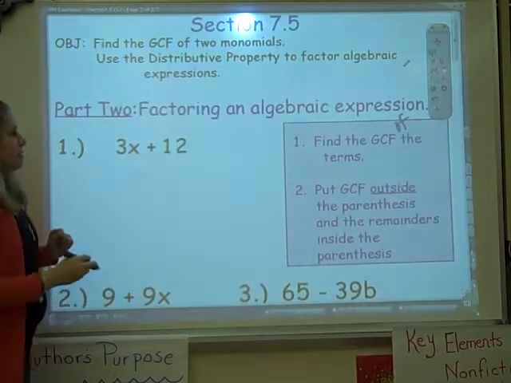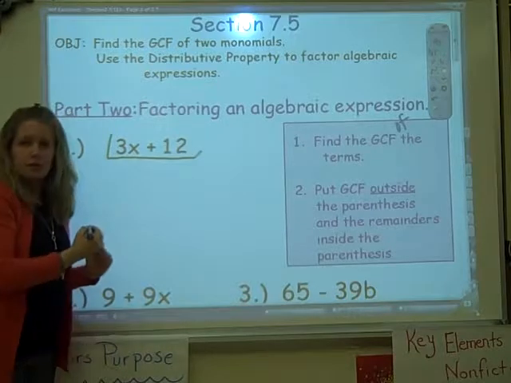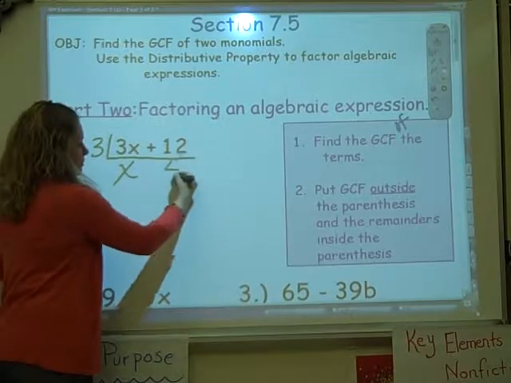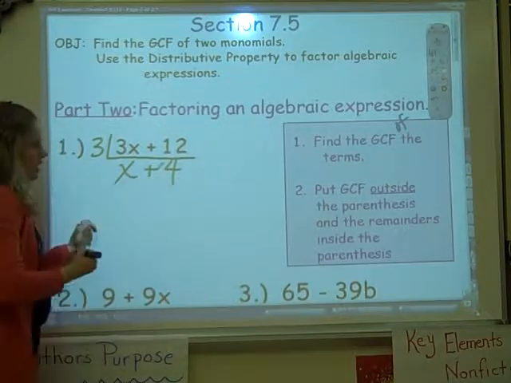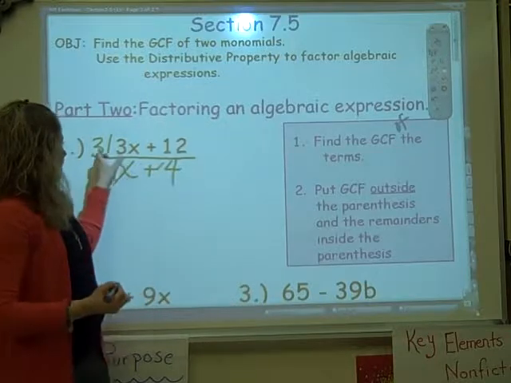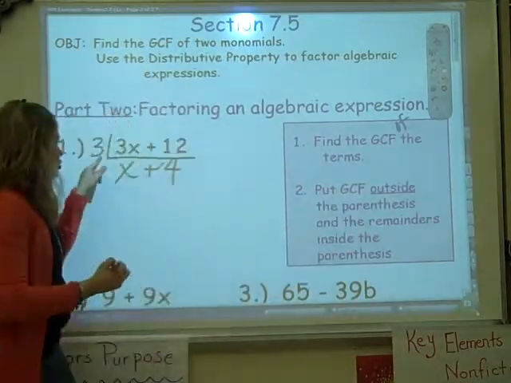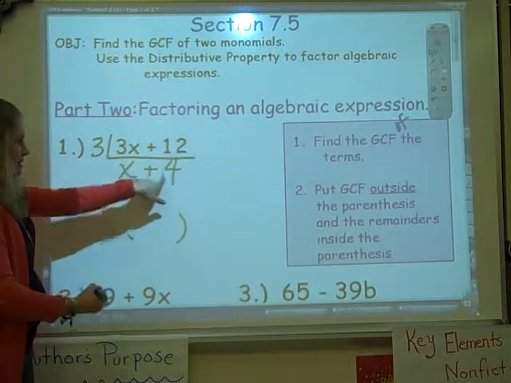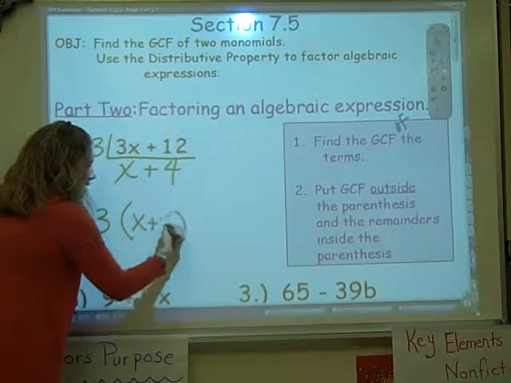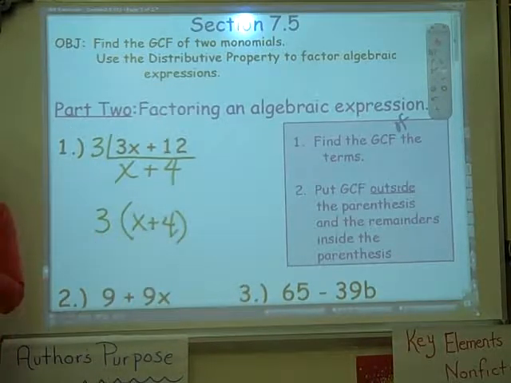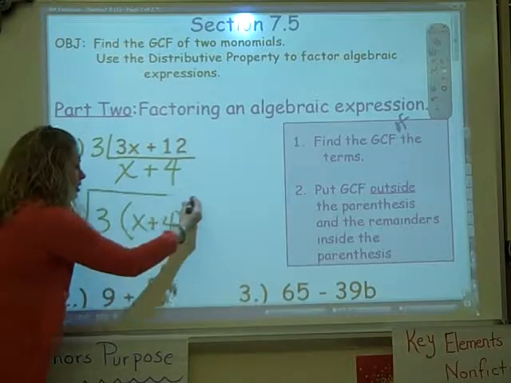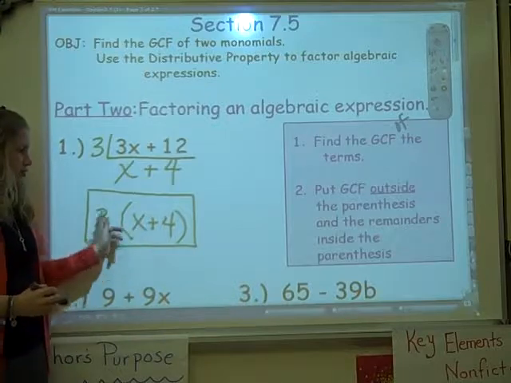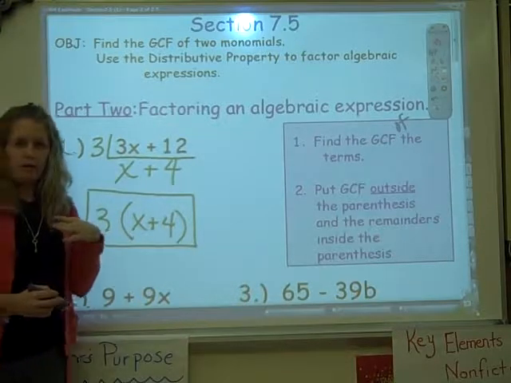First one, 3x plus 12. I can pull out of those two numbers the 3. I'm left with x. 12 divided by 3 is 4. Bring down this sign, plus. This is the only thing in common. You put the GCF outside. The GCF is 3. The rest goes inside the parentheses, x plus 4. And this is called factoring an algebraic expression. This is your answer. Pulling out the GCF, putting the remainders inside, so that if we were then to distribute, we would get back to our regular answer.